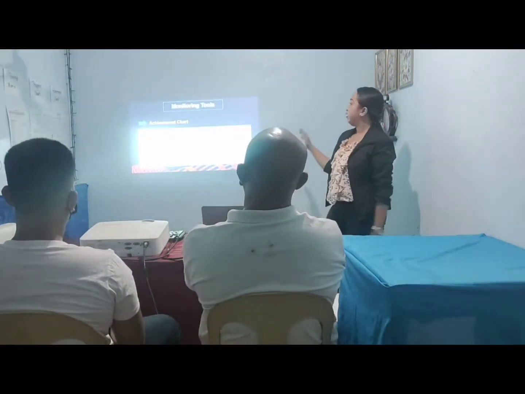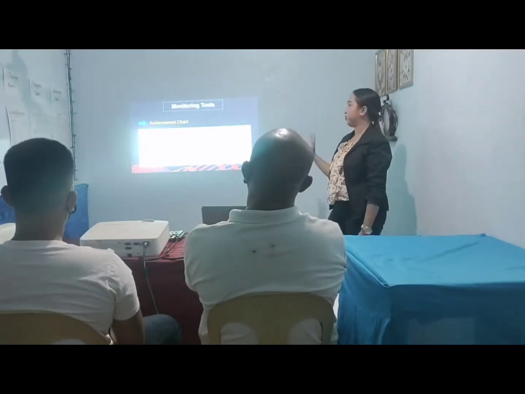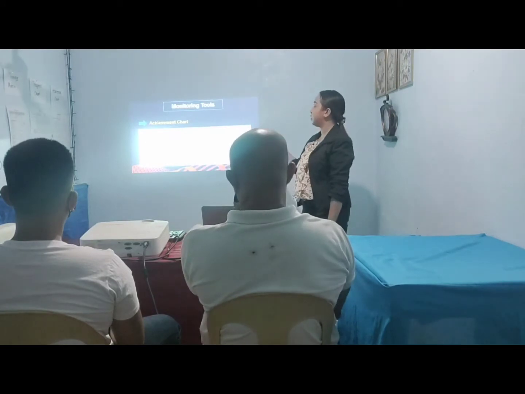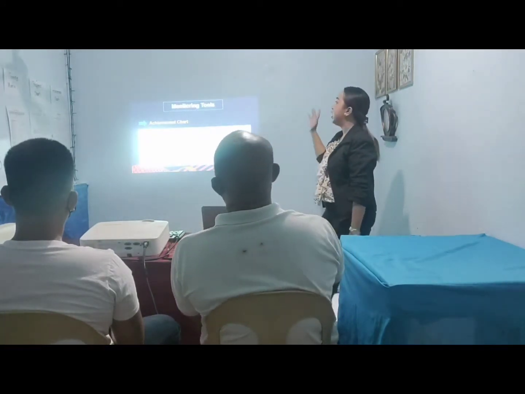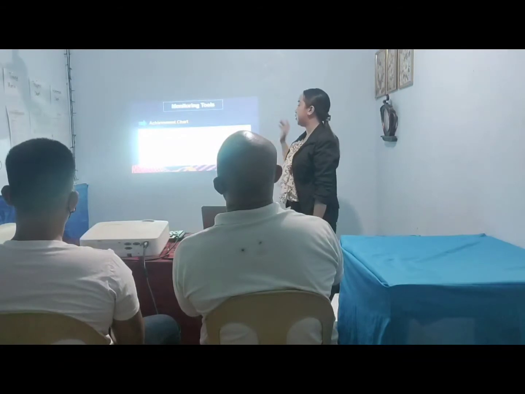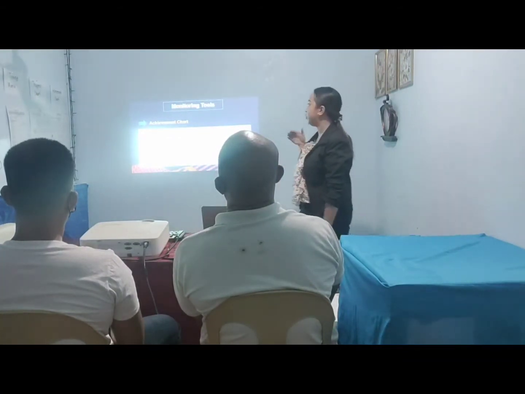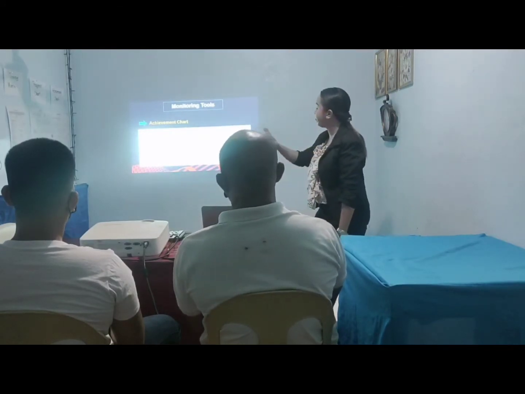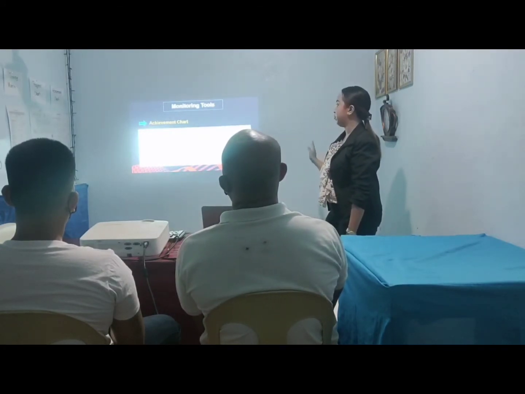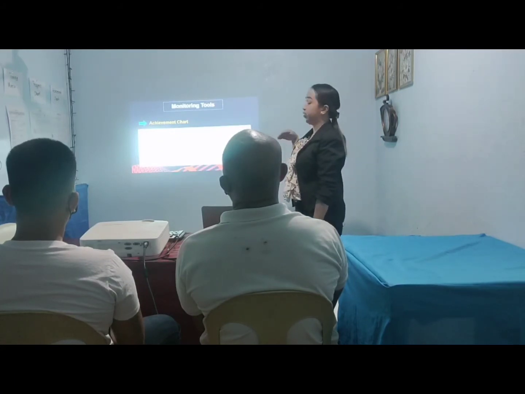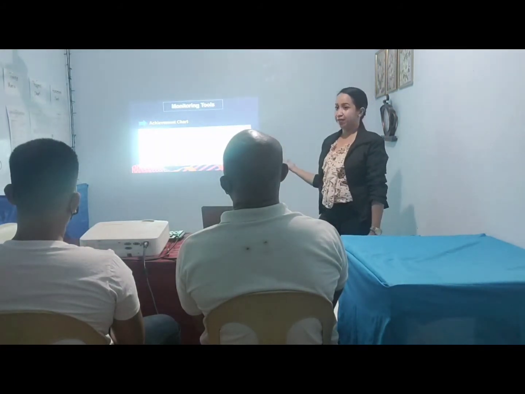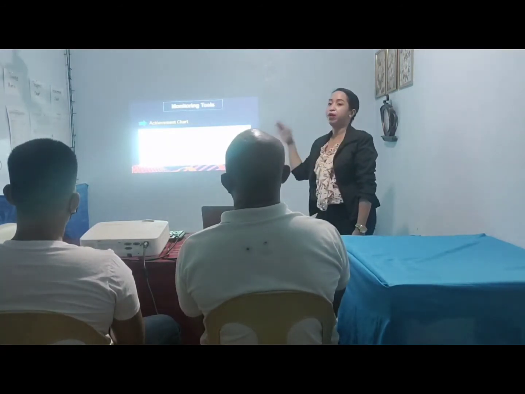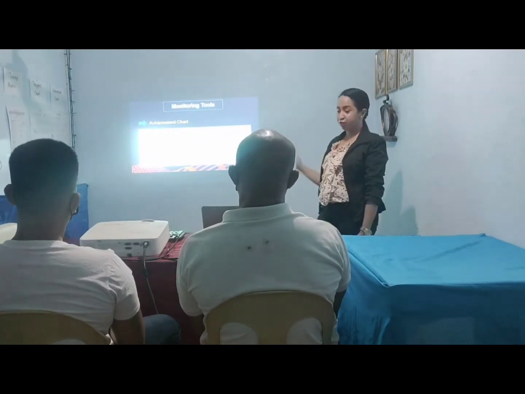Alright, so these are the monitoring tools. I have already posted there the monitoring tools. We have the achievement chart. This is the view of the achievement chart. We have here the basic competencies, common competencies, and the core competencies with learning outcomes. That will be my monitoring tool for your daily activities. If you achieve one activity, I will check one learning outcome. So every day I will monitor your achievements.